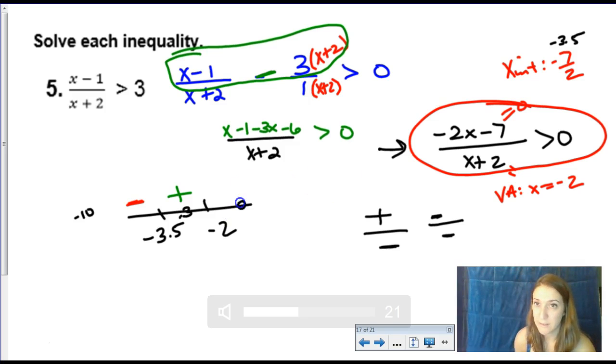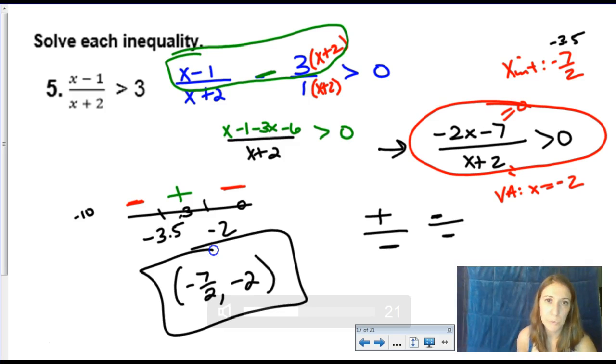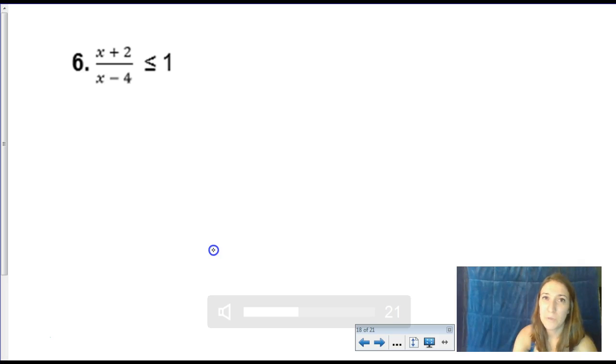So I'm going to go with 0. Plugging in a 0, I get -7 over 2, so something negative. So we did see some alternating signs there. And the places where my function is greater than 0 is from -7/2, you can say -3.5, to -2. I don't use any brackets because it did not say equal to. I didn't even have a picture of the polynomial on that one, but it was a real basic rational function, so you could have found it.